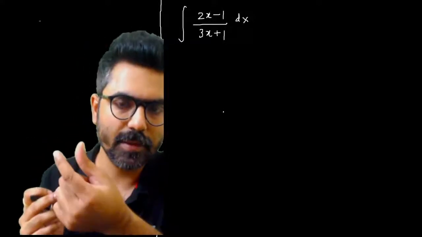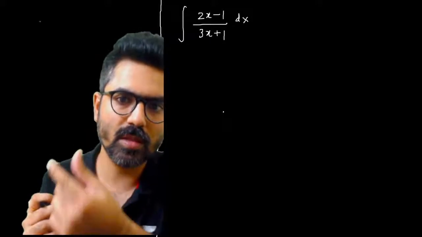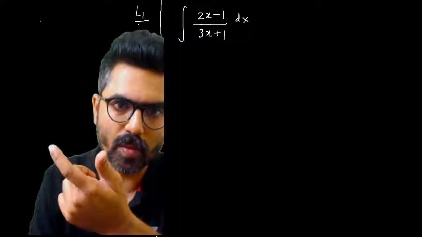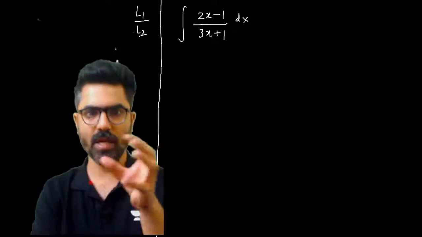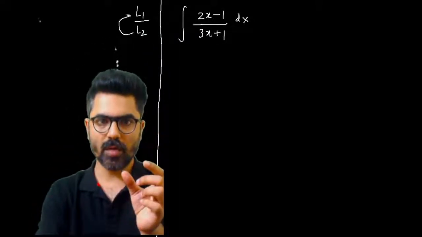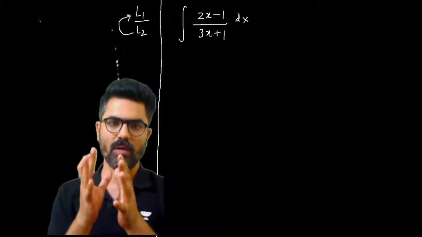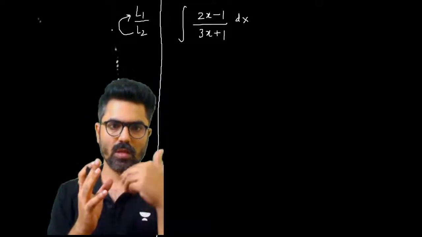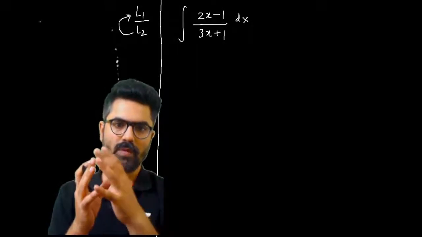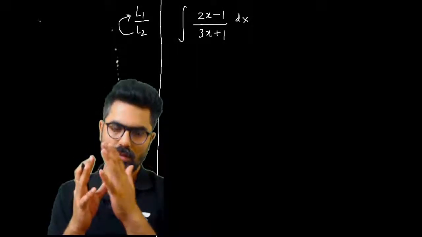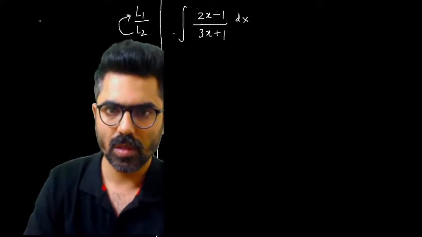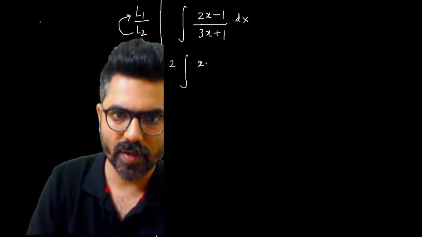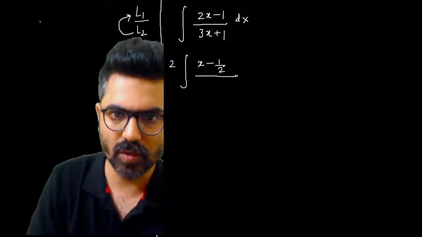We'll always try to create the denominator thing, 3x plus 1, in the numerator. We'll try to create the linear term in the numerator. The denominator will always be created in terms of the numerator. Now to make that, we'll take 2 common. So when you take 2 common, you will divide each term with 2 in the numerator.